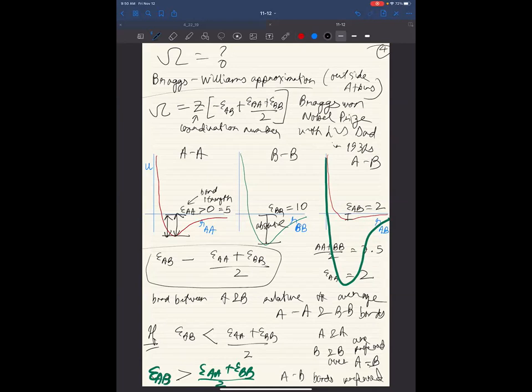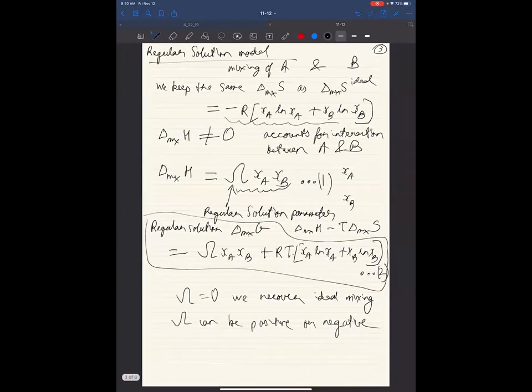However, this thing that I wrote over here, that A and B will like to exist with each other, is completely ignoring the contribution due to entropy. We know that entropy always likes to mix things together. So there is a trade-off going on between entropy and enthalpy, depending on the size of omega. If you have AB bonds being preferred, then there is no trade-off. In that case, energy is saying mix, entropy is also saying mix, and everything is wonderful. But if you have a situation where AA bonds are preferred over BB bonds, then you have a competition.